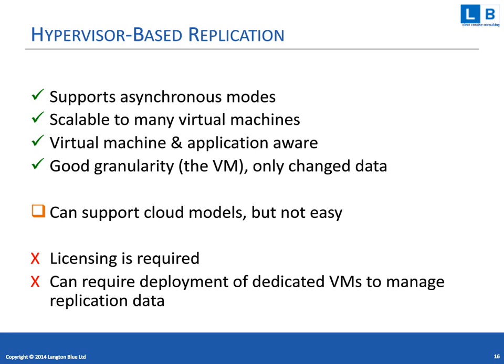These solutions have good granularity. We're talking now about a VM, not a whole LUN. And when we talked about a LUN previously, a LUN, or a volume, two ways to describe it, could be holding 10 or 15 virtual machines. So getting to the virtual machine level of granularity is a much better way of doing it. And most of these solutions will only work with the change data at that VM, which again is usually more granular than array-based replication solutions.